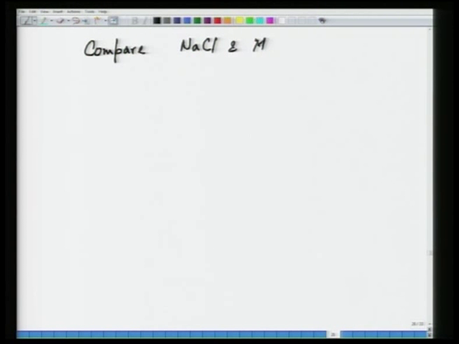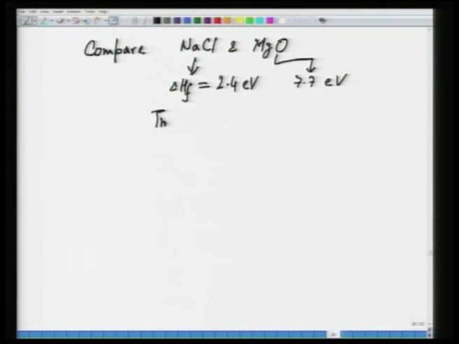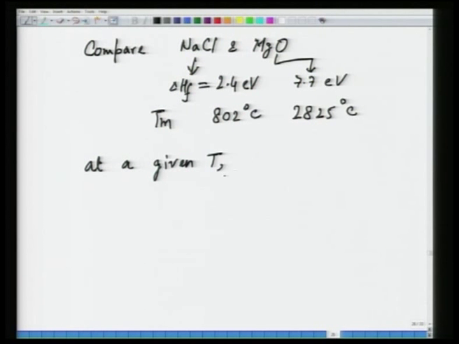So, you can compare NaCl and MgO. MgO delta Hf is almost equal to 2.4 electron volt, and in this case it is 7.7 electron volt, and this is directly related to Tm. So, Tm of NaCl is about 802 degrees centigrade. In case of MgO, it is about 2825 degrees centigrade, and you can see that MgO, being a larger melting point compound because of larger bond energy, has larger enthalpy of defect formation. As a result, at a given temperature, the number of defects in MgO is much smaller than in NaCl, and this is because of higher defect formation energy in MgO as a result of higher bond energy.